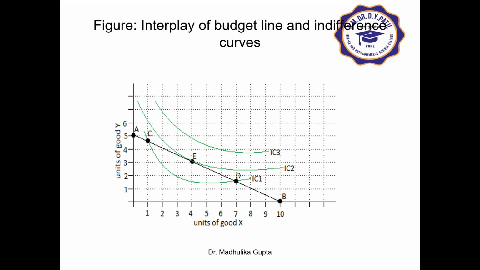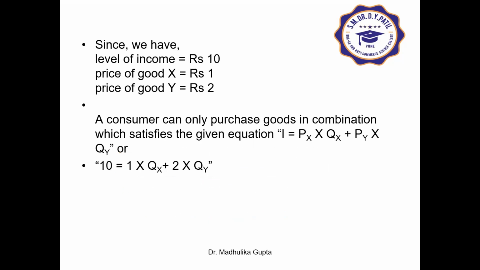A consumer can only consume such combinations of goods which lie upon the budget line at a given income level and constant prices of goods X and Y, right? Since the level of income is 10, the price of X is 1, and the price of Y is 2, a consumer can only purchase goods in a combination which satisfies the given equation, that is I is equal to PX into QX plus PY into QY, or 10 is equal to 1 into QX plus 2 into QY.